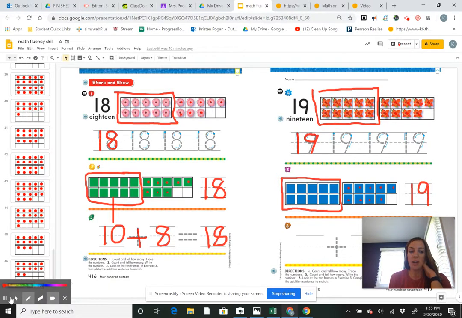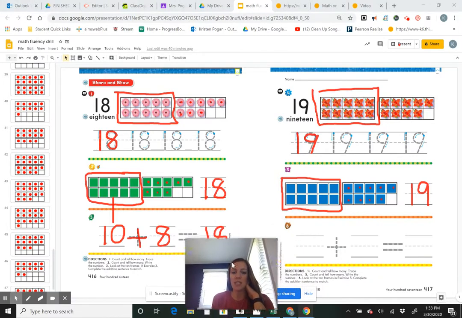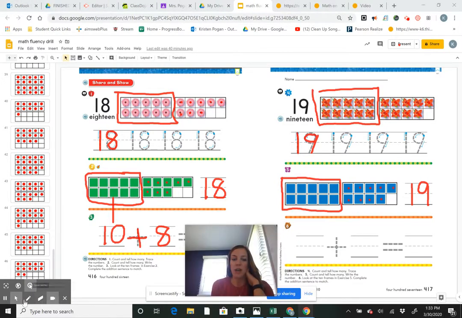Okay, my last problem is to make a math sentence. So I'm looking at the first 10 frame. I quickly know there's 10. I'm looking at the second 10 frame. There's 1 less than 10. There's 9. The plus sign tells me I'm adding together. The equal sign tells me I'm ready to get my answer, and I know 10 plus 9 more equals 19.